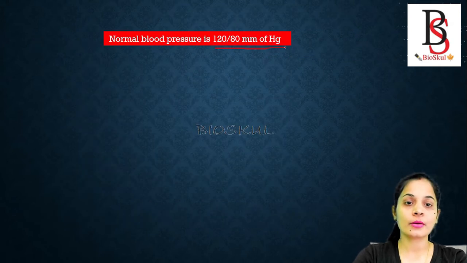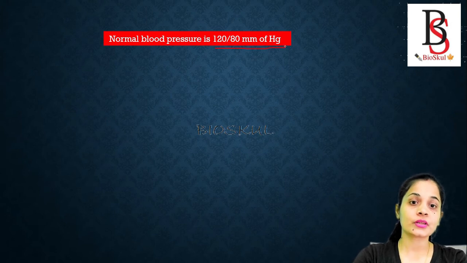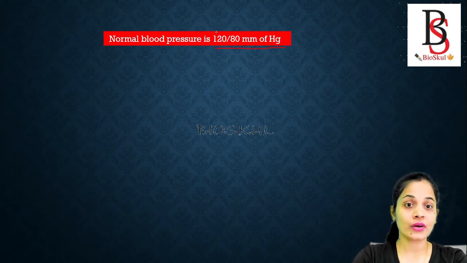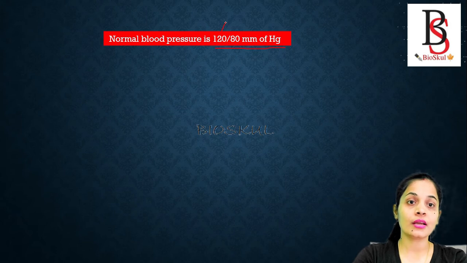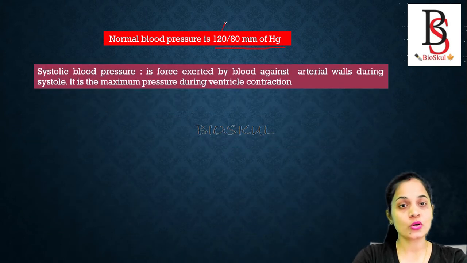So the normal blood pressure is 120 by 80 millimeters of mercury. And then what is the 120? The 120 represents the systolic blood pressure. Then what is the systolic blood pressure?